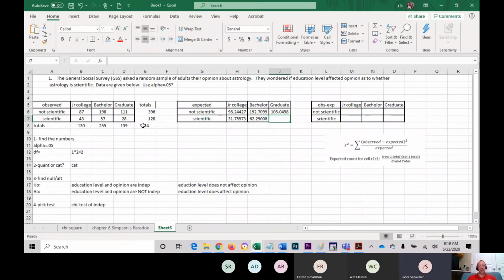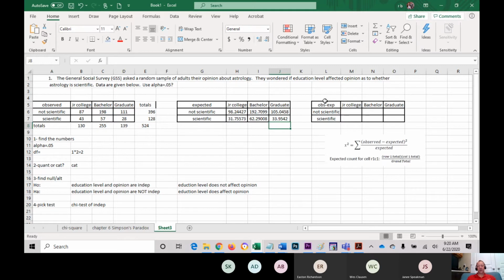Janie, do you want to do it again just for fun? Sure. So we're in column 2, row 3. And then we do 128 times 139 divided by 524. Okay. All right. So we're halfway through step number 4.